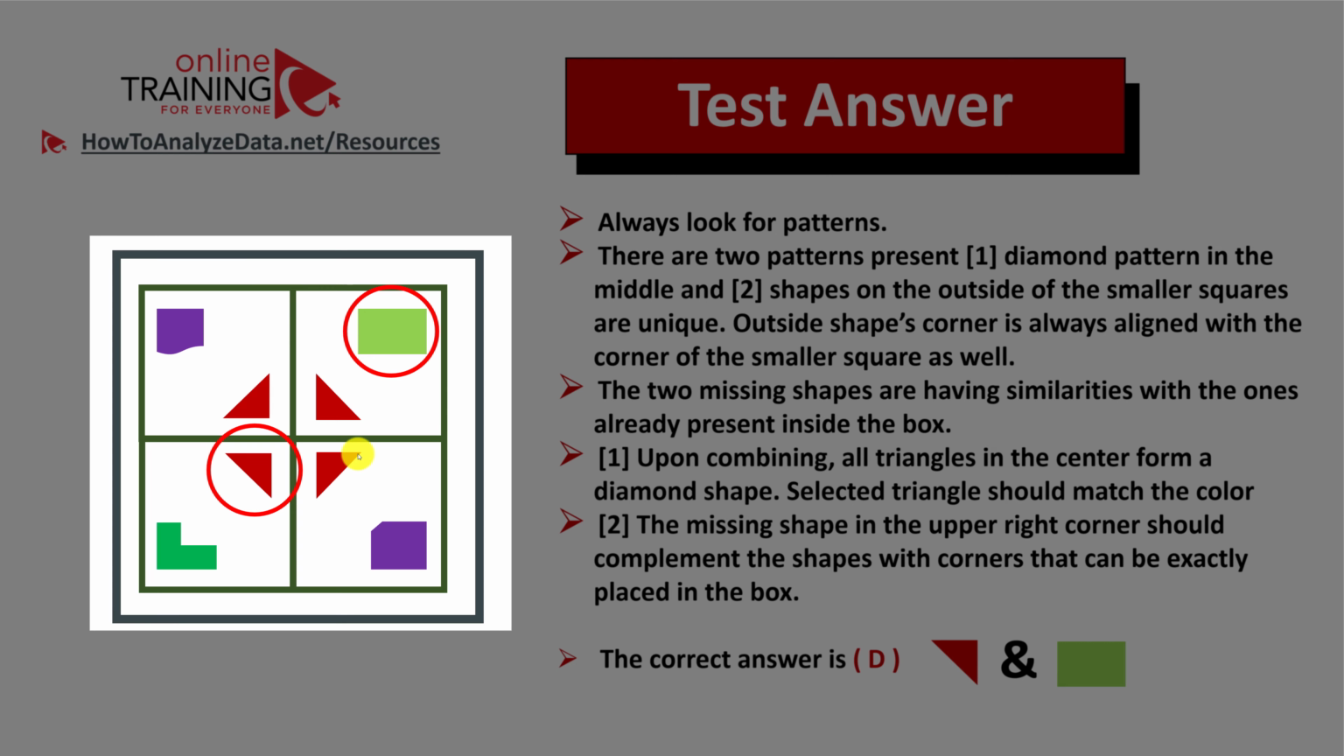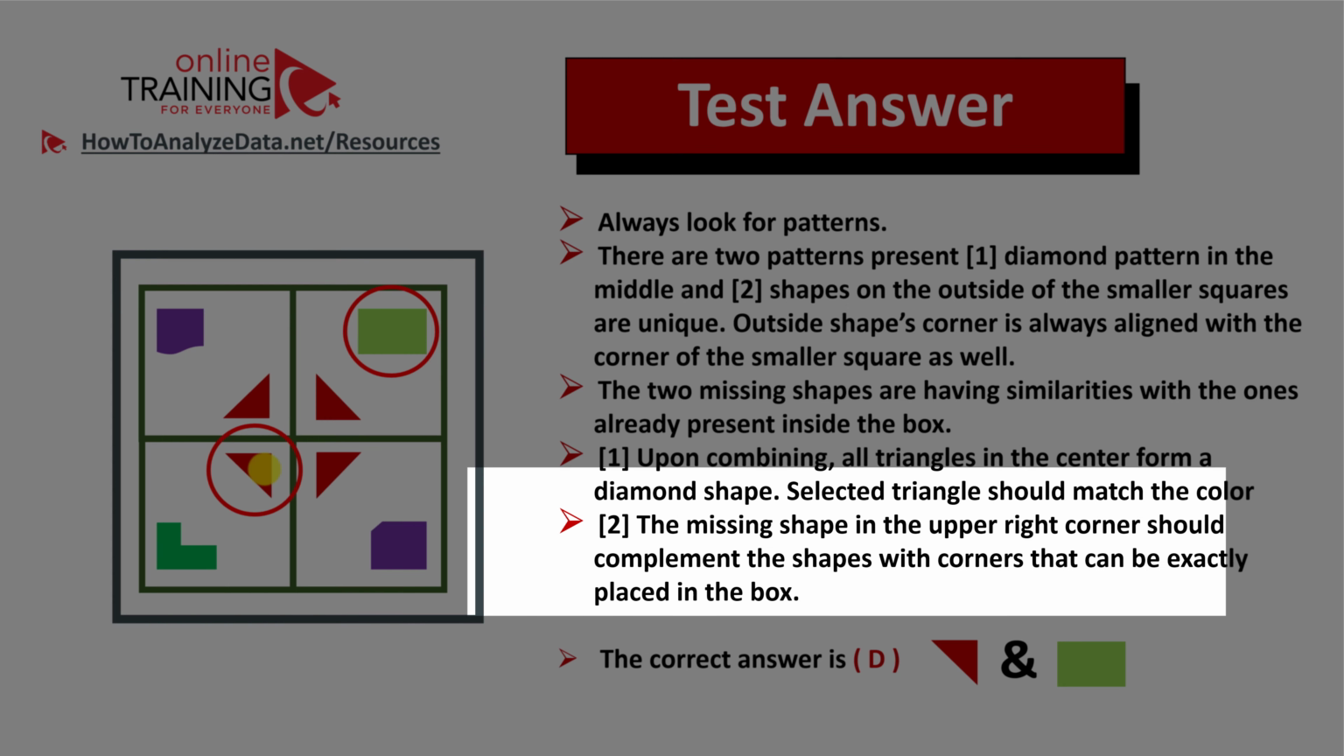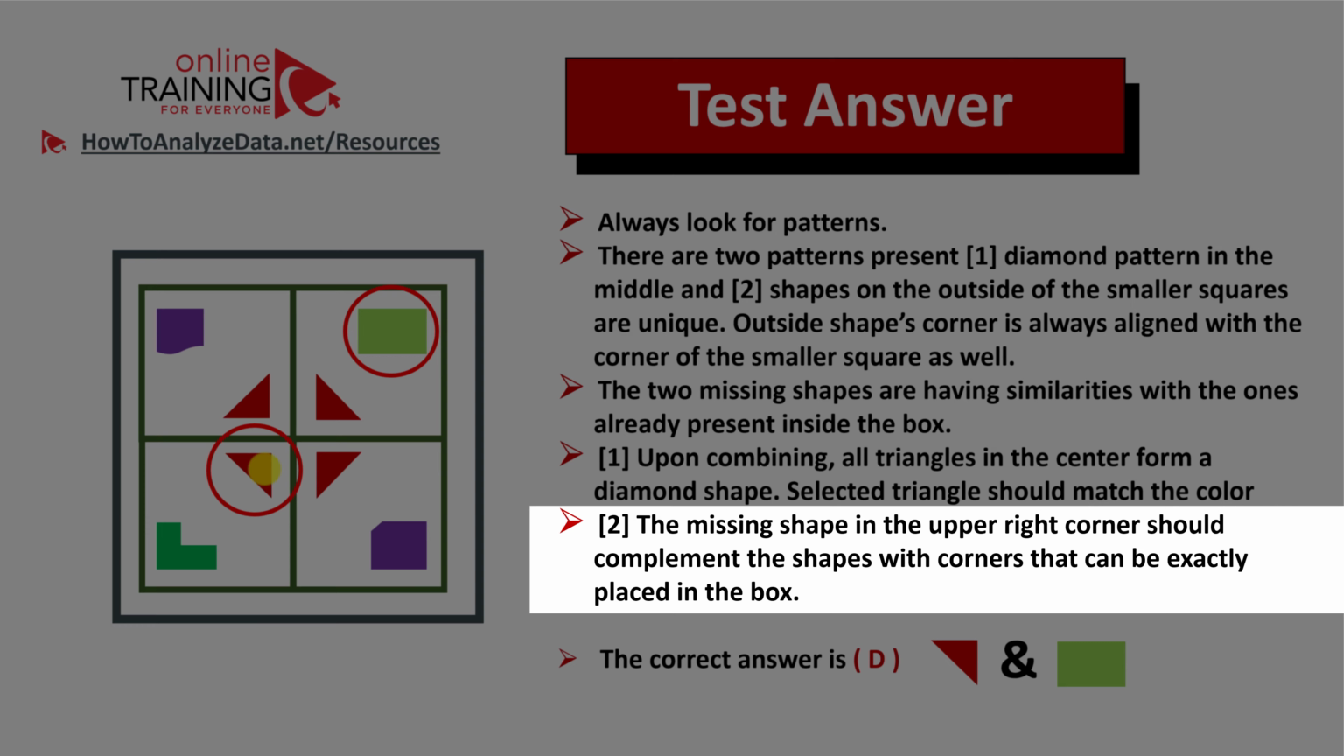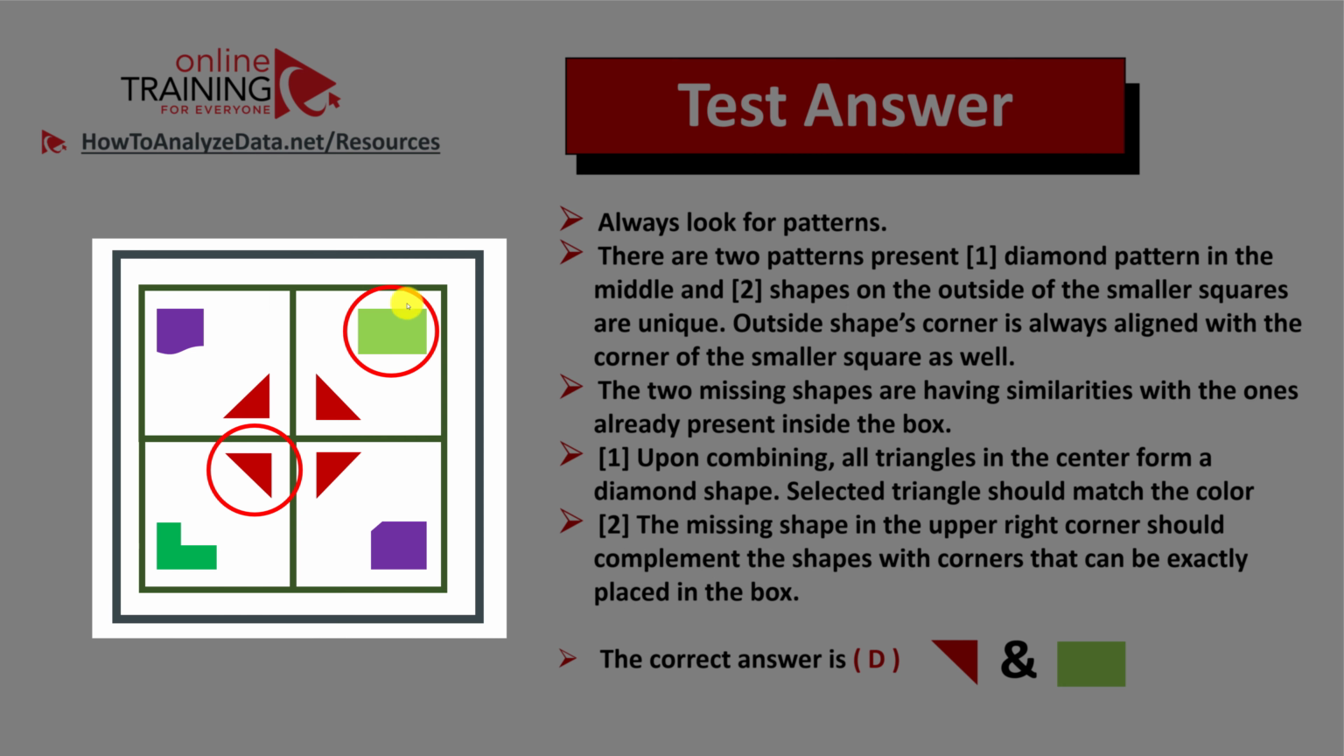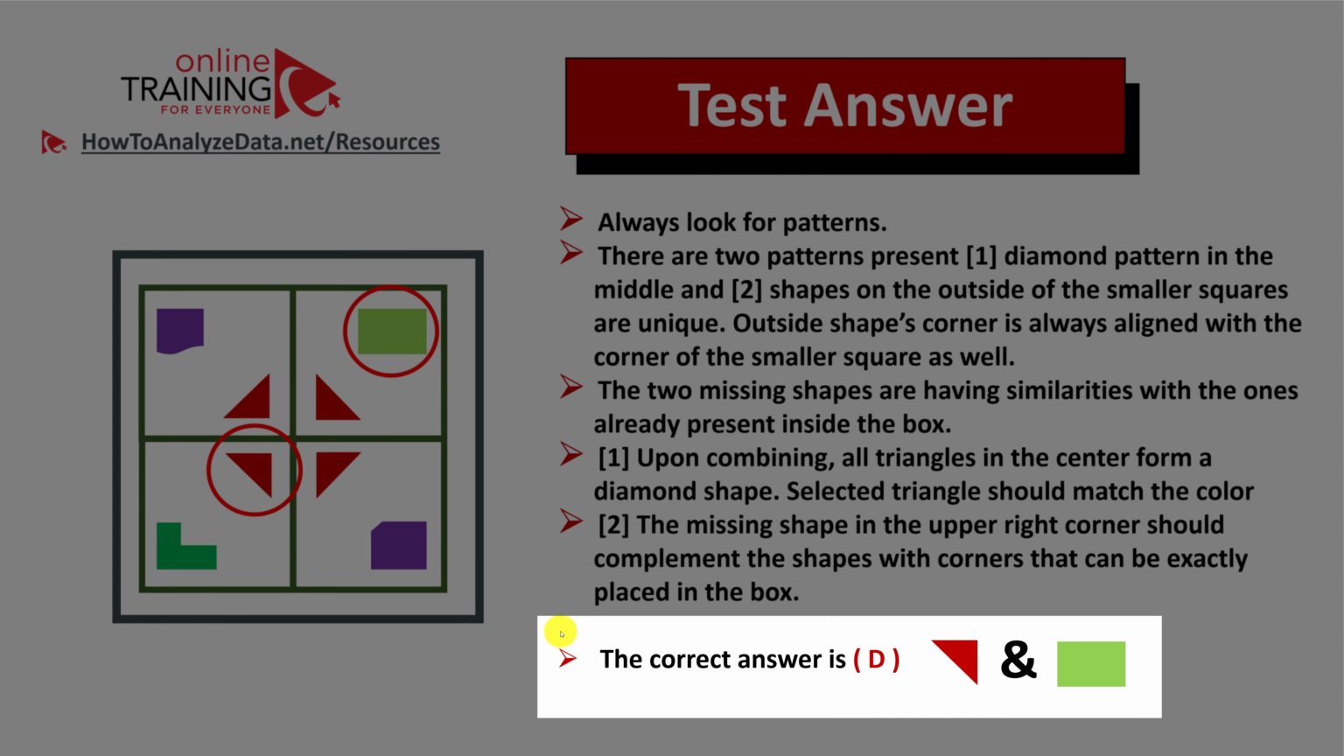Let's look at each one of these 2 patterns in more detail. You should look for the triangle which matches the color, and upon combining, it should build a diamond. For pattern 2, the missing shape in the upper right corner should complement the shapes with the corners that can be exactly placed in the box. In this case, we selected the green rectangle. You also notice that there is a pattern of green color on the opposite side of the squares, same as the purple colors on the opposite sides of other squares. So the correct answer here is choice D.